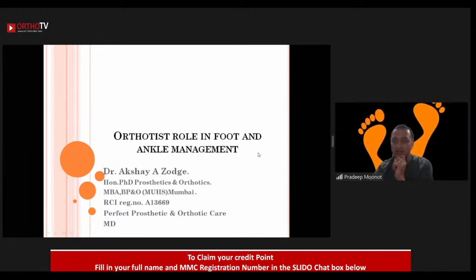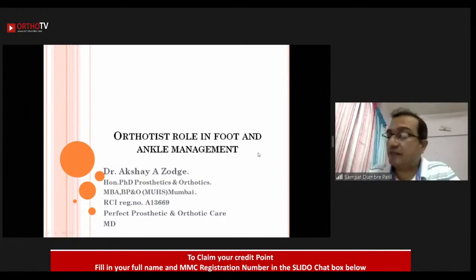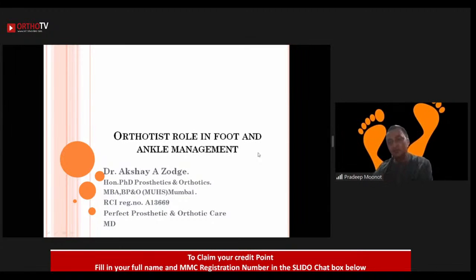Can I add one thing? Please. The laser is quite good in reducing inflammation, while in plantar fasciitis you don't have any inflammation. That's why probably laser does not work. I think so. That's my thought process.